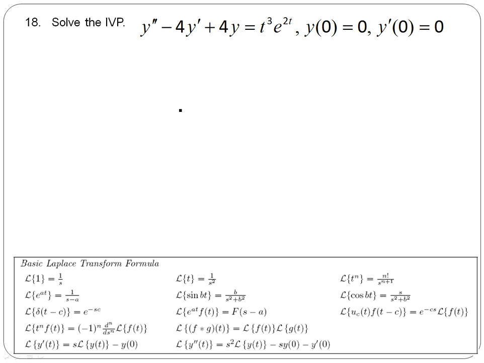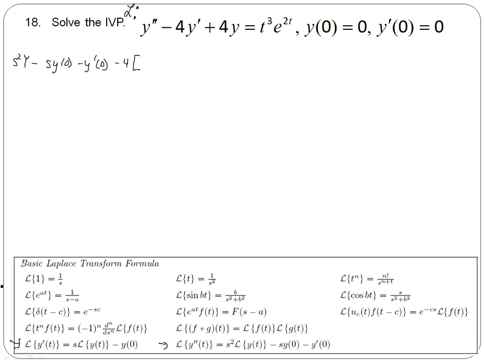So here we're solving a differential equation, and we're going to start by applying the Laplace to each term. The Laplace of the second derivative, again that formula is given to us down here. The Laplace of the second derivative is s squared Y minus s y(0) minus y prime(0). Then I have minus 4 times the Laplace of the first derivative. That's our first formula down here.